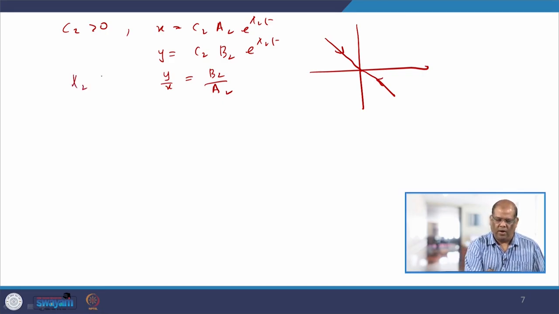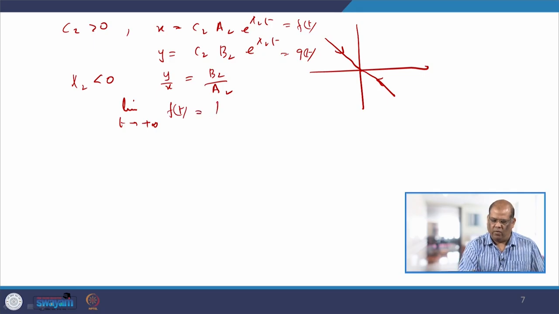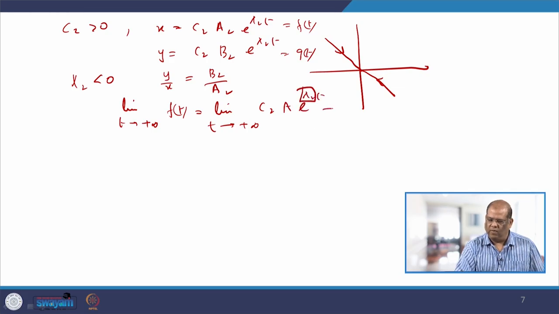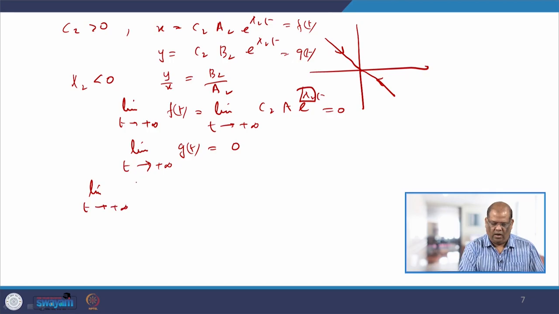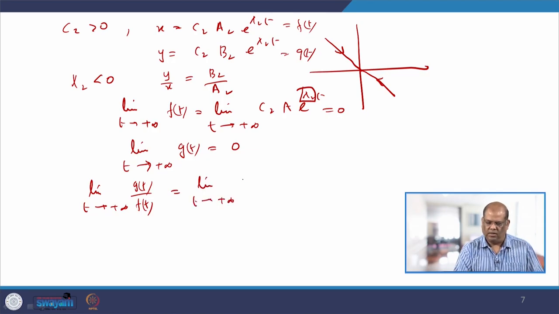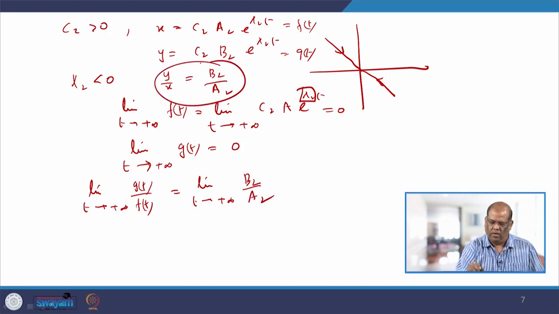From here, you can see that since lambda 2 is less than 0, this is your f(t), this is your g(t). So, f(t) is equal to limit t tends to plus infinity c2 a2 e to the power lambda 2 t. Since this exponent is negative, this will be 0. With the similar logic, you will get limit t tends to plus infinity g(t) also equal to 0. And if you want to see limit t tends to plus infinity g(t) by f(t), that is limit t tends to plus infinity y by x, which is b2 by a2 from here, and it is constant, gives you a finite limit. So that means it approaches and enters the point (0, 0).